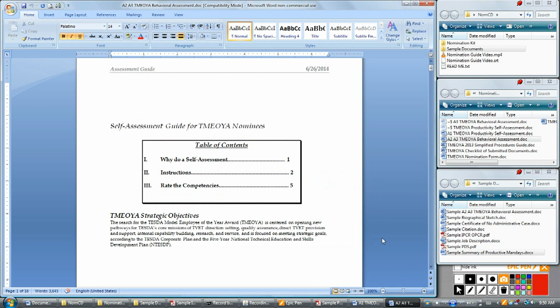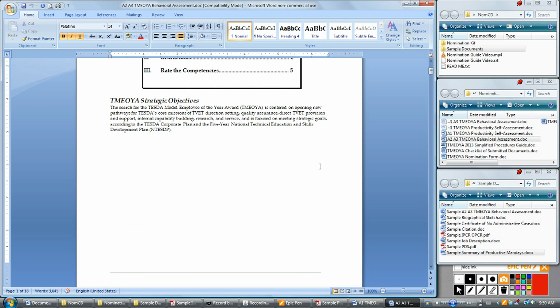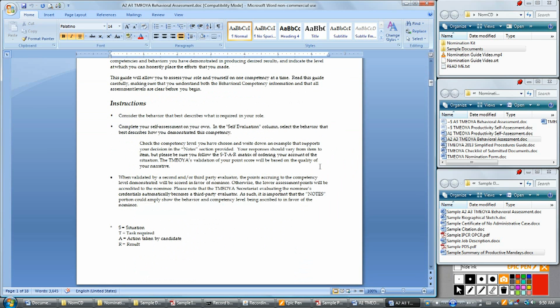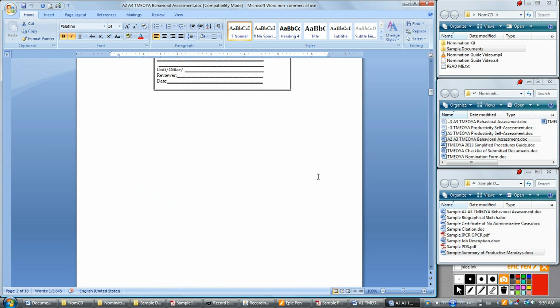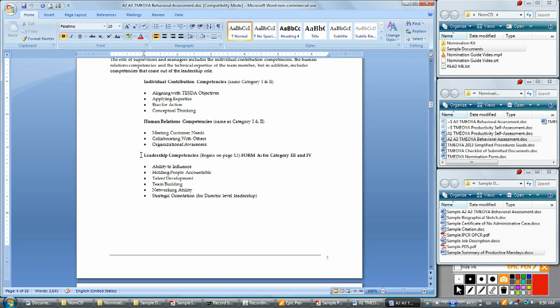Forms A2 and A3 are both found in the Behavioral Assessment file. This should be answered by the nominee. Please make sure to read the instructions before answering. The next page contains the competencies that should be rated by the nominee. This will depend on the category that he or she will fall in. Please note that Category 3 and Category 4 nominees have to fill out the additional leadership competencies which begin on page 12 of this file.